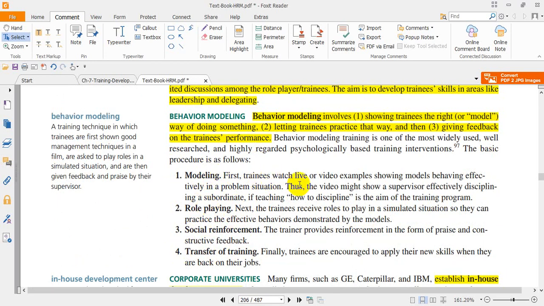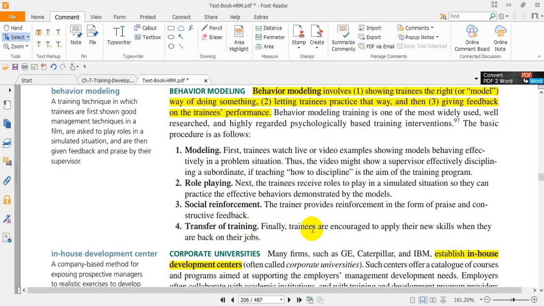In the modeling, firstly, trainees watch live or video examples showing a model behaving effectively in a problem situation. Role-playing, next, the trainees are given roles to play in a simulated situation so they can practice the effective behaviors demonstrated by the models. In social reinforcement, the trainer provides reinforcement in the form of praise and constructive feedback. And finally, transfer training: trainees are encouraged to apply their new skills when they are back on their jobs. This is the technique of behavior modeling.